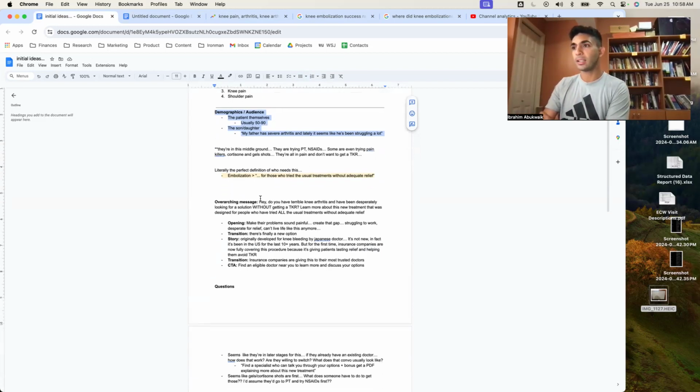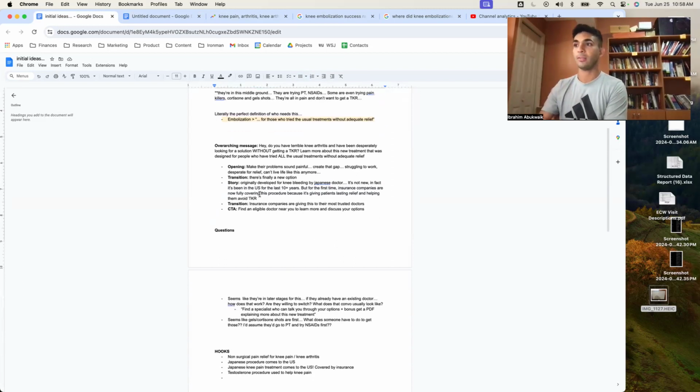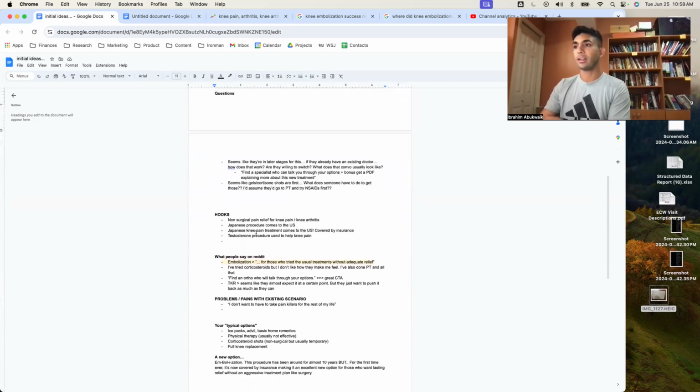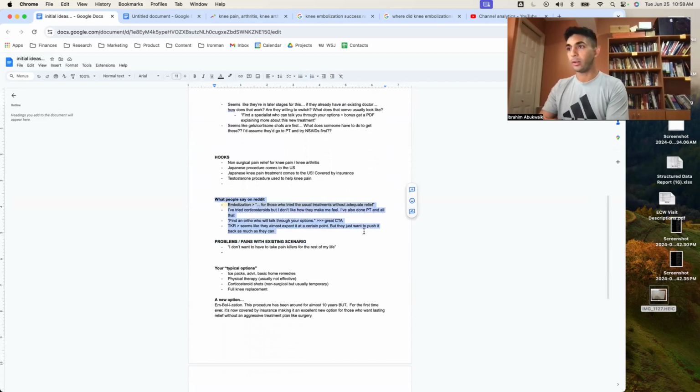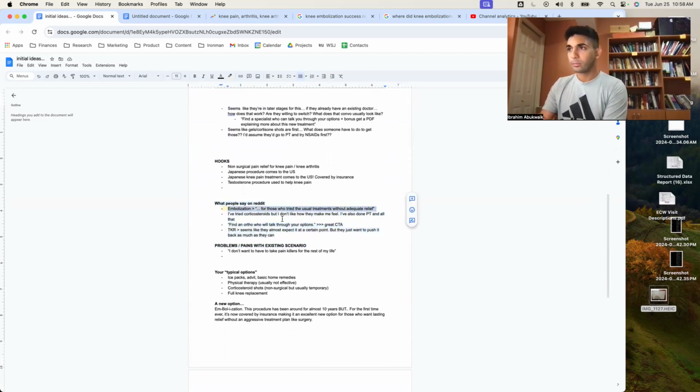I will come back to this in a second because I didn't do this in order. The way I did it was I started with this one, right? So what are people saying on Reddit? When I searched knee embolization Reddit, this is literally what people said. It's for those who try the usual treatments without adequate relief. These are direct quotes from Reddit. I've tried cortisone, but I don't like how it makes me feel. I've also done PT and all of that. Find an ortho to talk you through your solution.